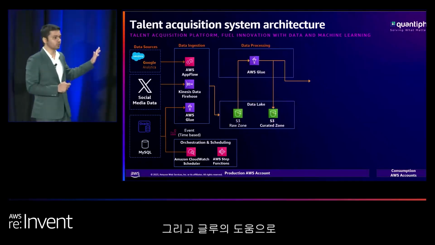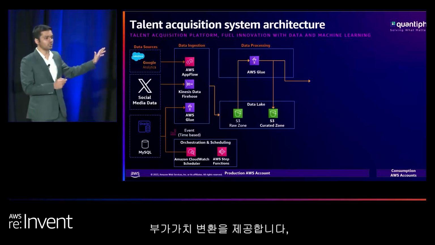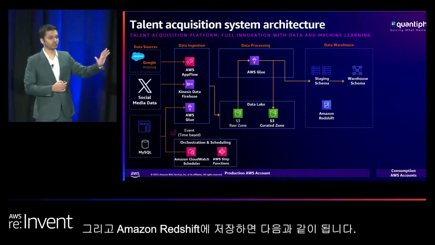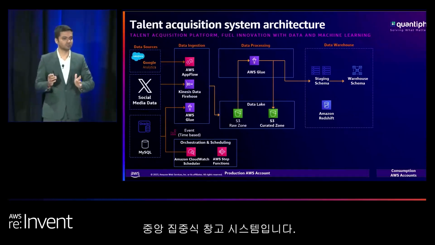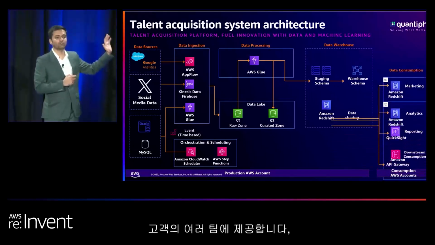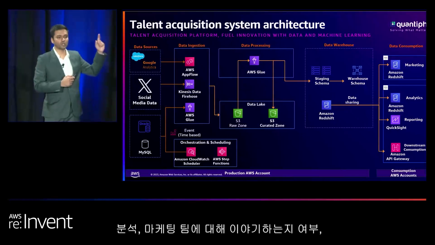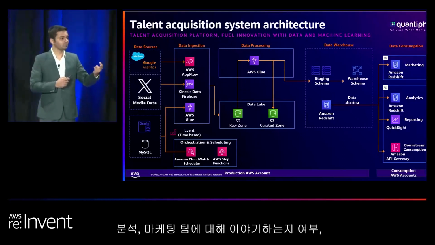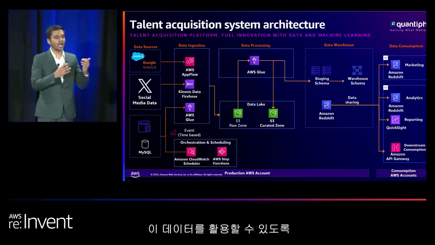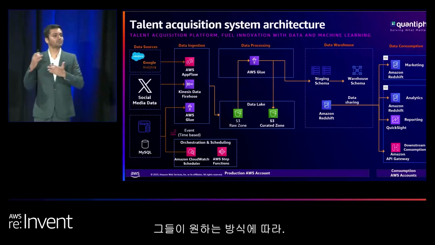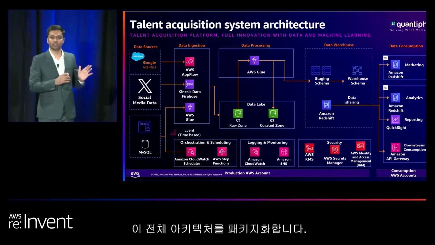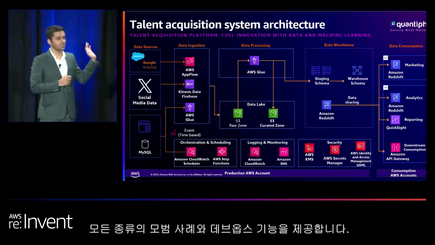And then with the help of Glue, which provides value-added transformation, we did that slice and dice of the data and stored it into Amazon Redshift, which becomes a centralized warehouse system. Not only that, we also democratize this data to different teams of the customer, whether you talk about analytics, marketing team, or maybe customer onboarding team, so they can take advantage of this data and produce the insights and understanding based on how they want. We package this entire architecture with all sorts of best practices and DevOps capability.